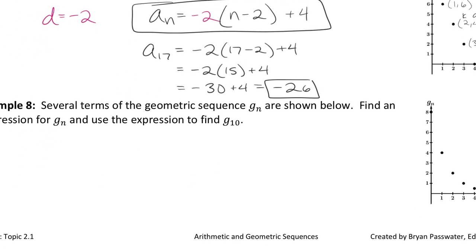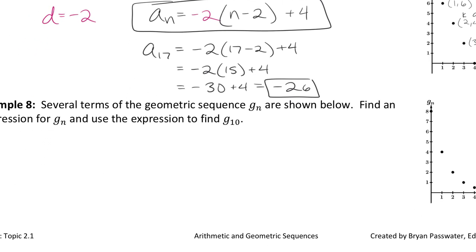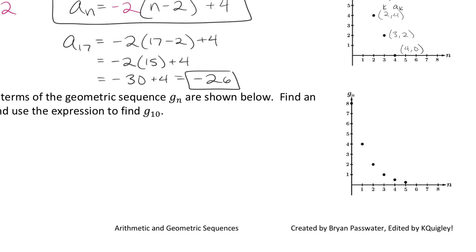Okay, let's do this last one. It says several terms of the geometric sequence G sub n are shown below. Oh, look, we have a graph again. Let's see if we can just rely on the outputs of the graph to determine the common ratio. What's the first coordinate point there? 1 and 4. So that one is there, but there's one before that. Oh, 0 and 8.